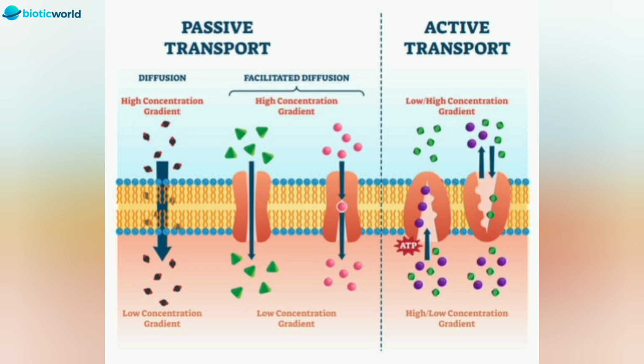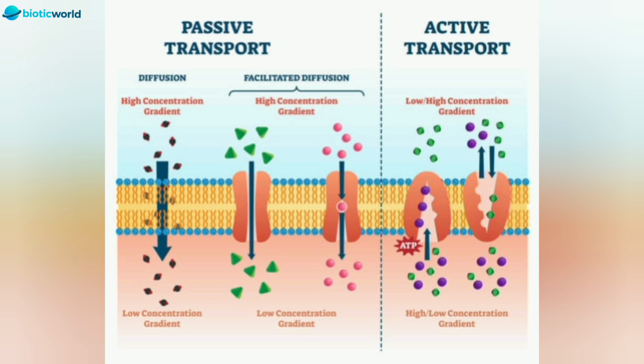Facilitated diffusion. Larger or polar molecules such as glucose and ions require transport proteins to facilitate their movement across the membrane. These proteins form channels or carriers that allow the molecule to pass through the membrane. Osmosis. The diffusion of water across the membrane through special channels called aquaporins. Water moves from areas of lower solute concentration to higher solute concentration.